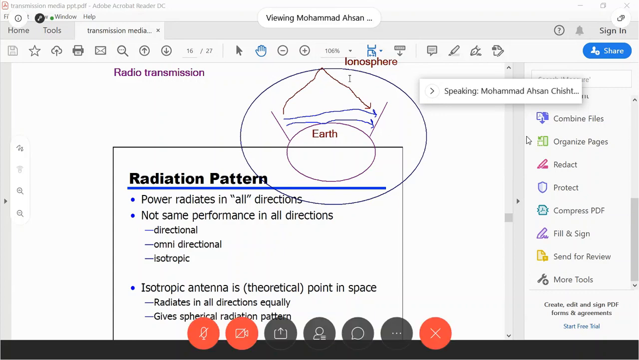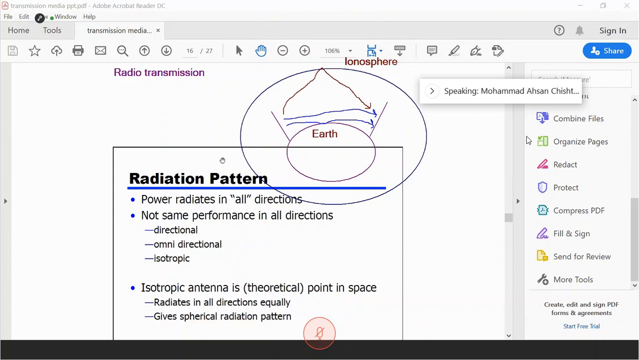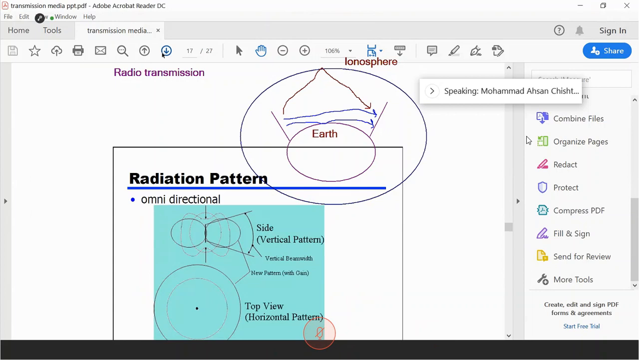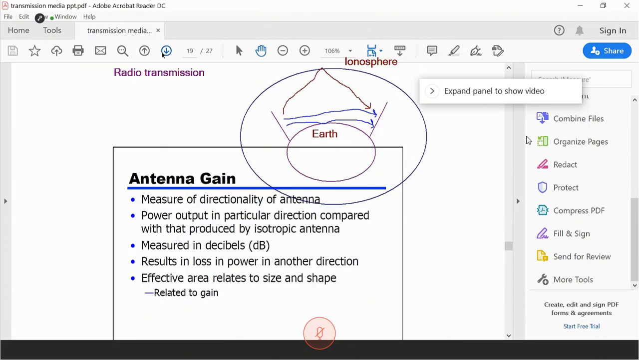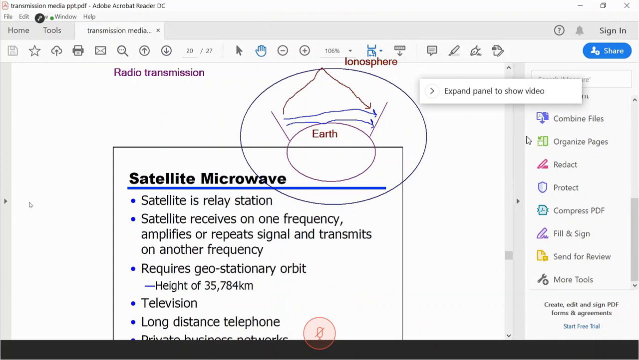The next one that we see after radio is the omnidirectional antenna, that is just a parabolic antenna. Antenna again, we won't take this one. Let's go to the next one, that is the satellite microwave transmission.